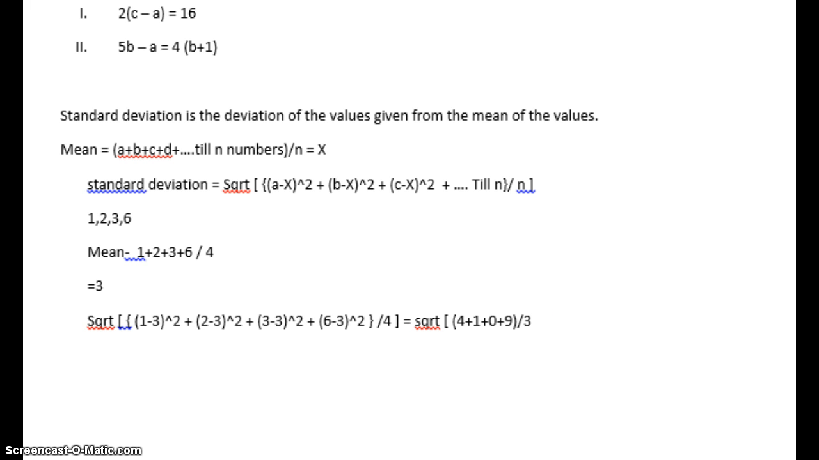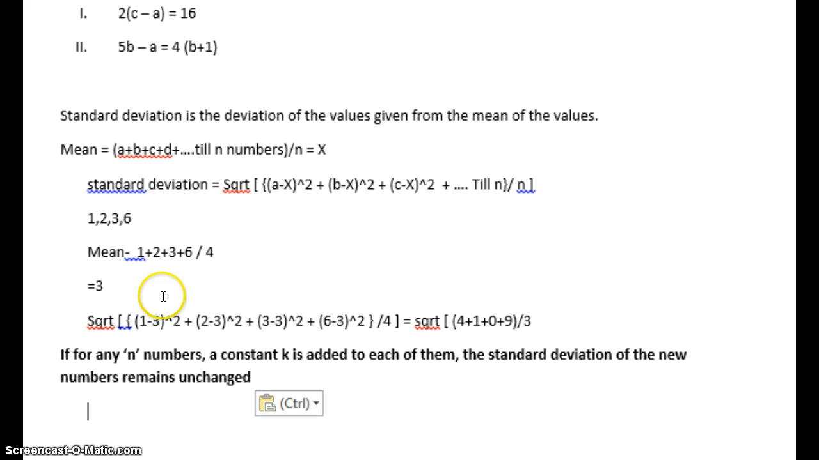For any n numbers, if a constant k is added to each of the numbers, the standard deviation of the new set of numbers remains unchanged as that of the original numbers. Let me tell you how to understand this intuitively. This is the statement. For any n numbers, if you add a constant k, the standard deviation of this new set would remain unchanged. How do we get this?